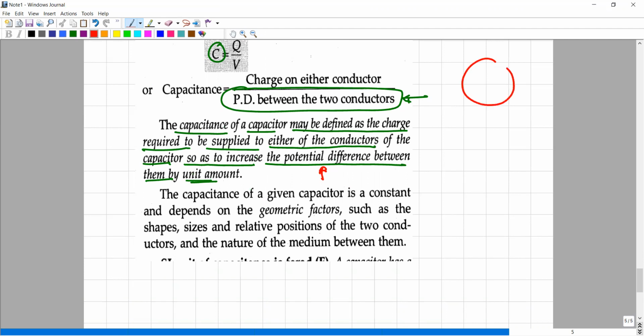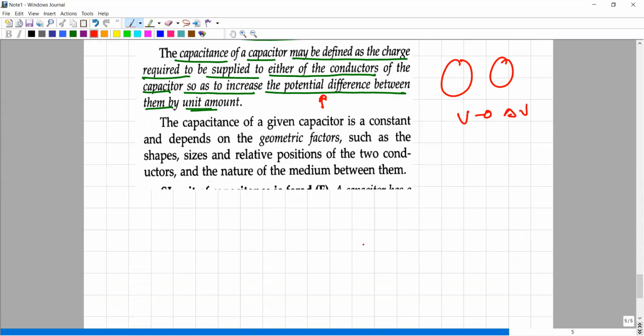Whenever you have an isolated single conductor, there you take V as the potential on the conductor, and if you have two conductors, then you take V as the potential difference between the conductors. The capacitance of a given conductor is a constant, and it depends upon what? The geometric factor. Again, we have done this before, that the shape and the size of the conductor decides what the capacitance is going to be. And the relative position between the two conductors. And the last thing is the nature of the medium between them.